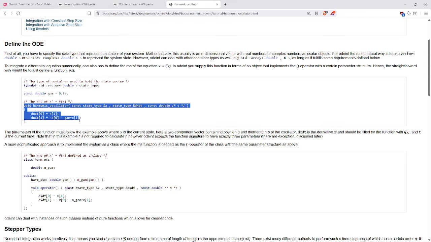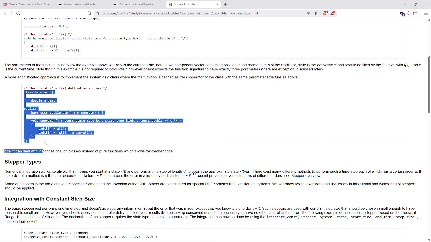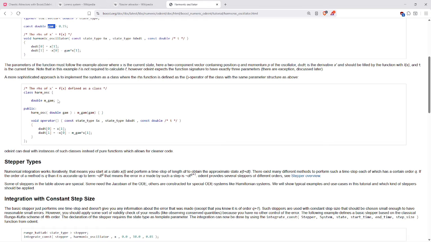Now, this is an example where they've written the derivative of the system as a plain function. Here they've just recast it so that, this was for a fixed gamma, and here they've got a harmonic oscillator that can be configured for a particular gamma, and they're holding the gamma constant as a member of this class. The function call operator is computing the same equations, just using the gamma constant from a member of the class. So they can define different examples of the harmonic oscillator for different gammas.